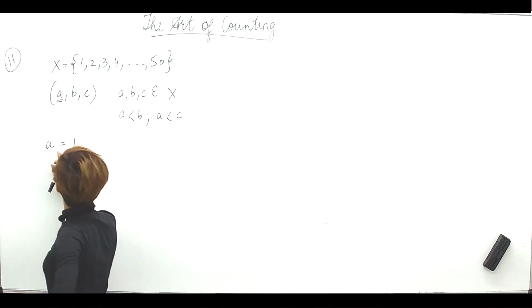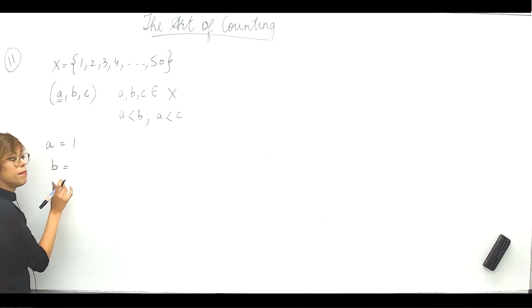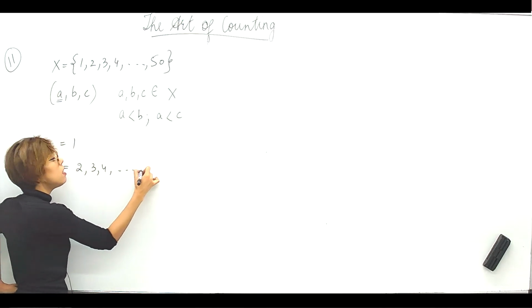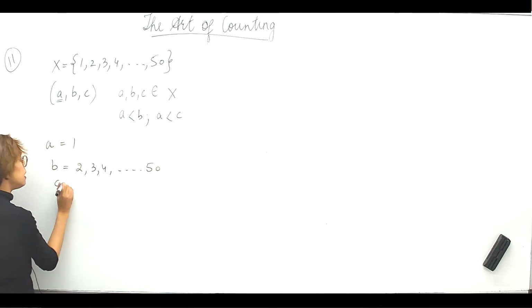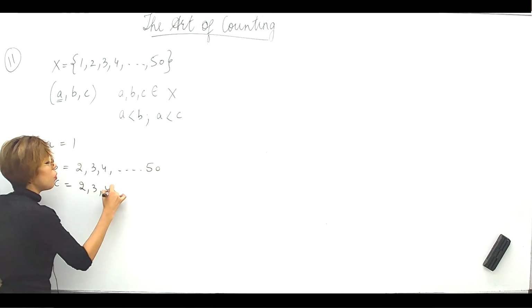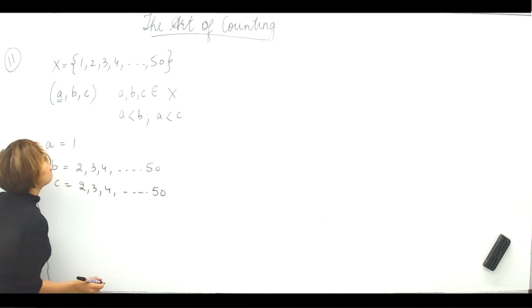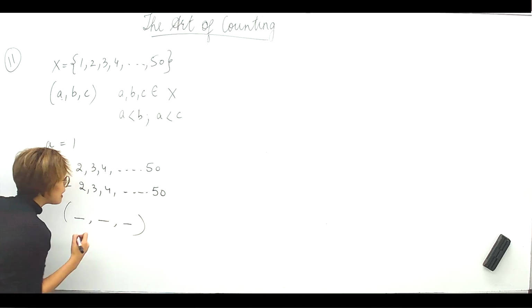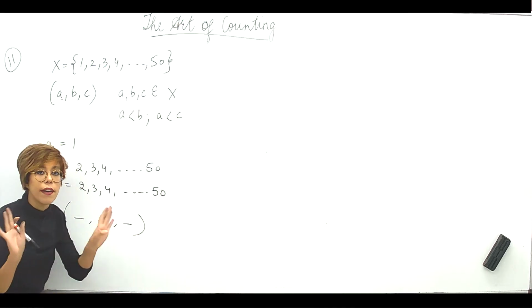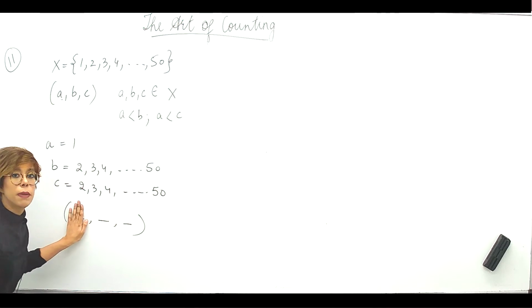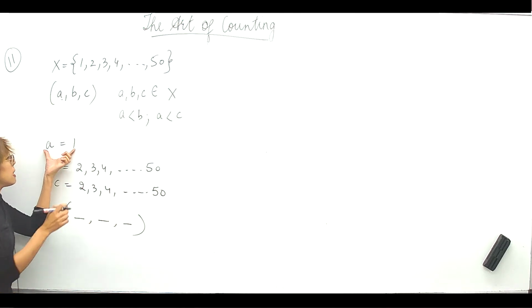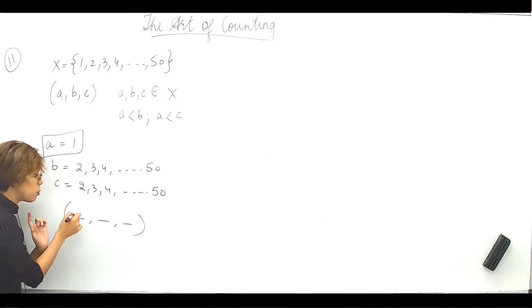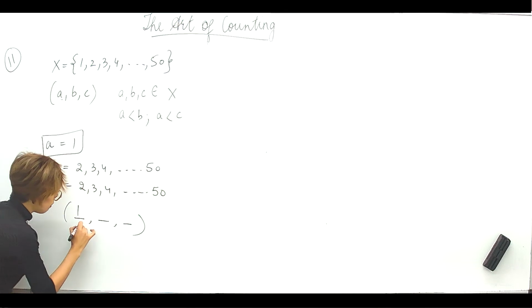Now, suppose A is 1. Now what can B be? B cannot be 1. It can be 2, 3, 4, so until 50. Similarly, C can be 2, 3, 4, so until 50. Now, to find the ordered triplet A, B, C, I need to fill these three places. Ordering matters. I need to fill this first place with 1. In how many ways can I fill this place? Just one way.